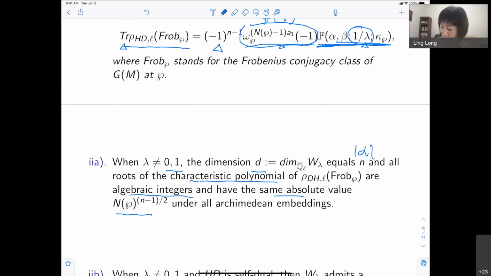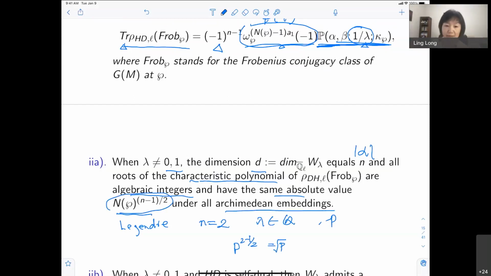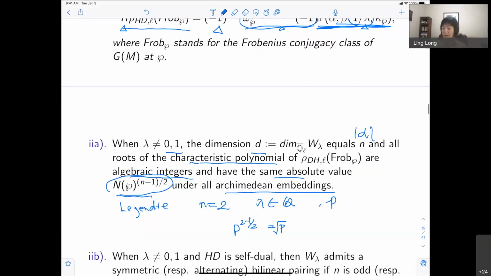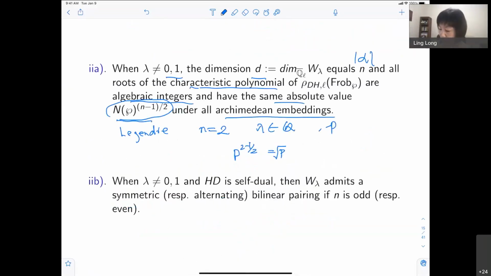For the Legendre curve case, n is going to be 2. So what it says over here, if lambda is going to be in Q and P is a prime, then it's P to the 2 minus 1 over 2. So it's P to the 1/2, square root of P. So the eigenvalues will have absolute value equal to this corresponding number over here, under all the Archimedean embeddings.